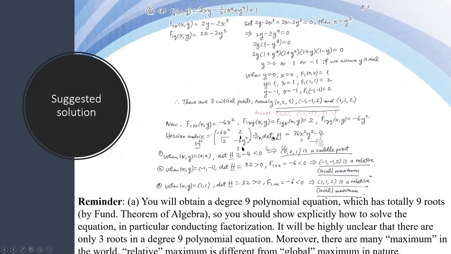Afterwards, you just do the math part: you substitute all the critical points into this equation. For example, at (x, y) equals (0, 0), the determinant is smaller than 0, and that's why it is a saddle point. In the case of (minus 1, minus 1) and (1, 1), both determinants are larger than 0, and at the same time f_xx is smaller than 0, so these two are local maxima.